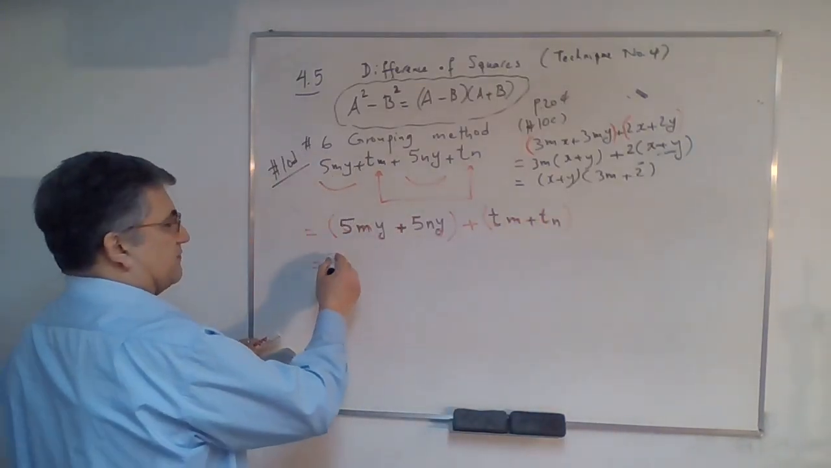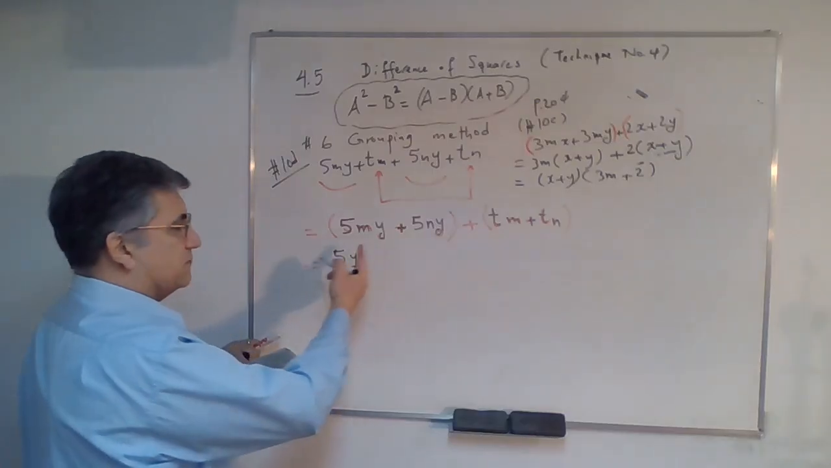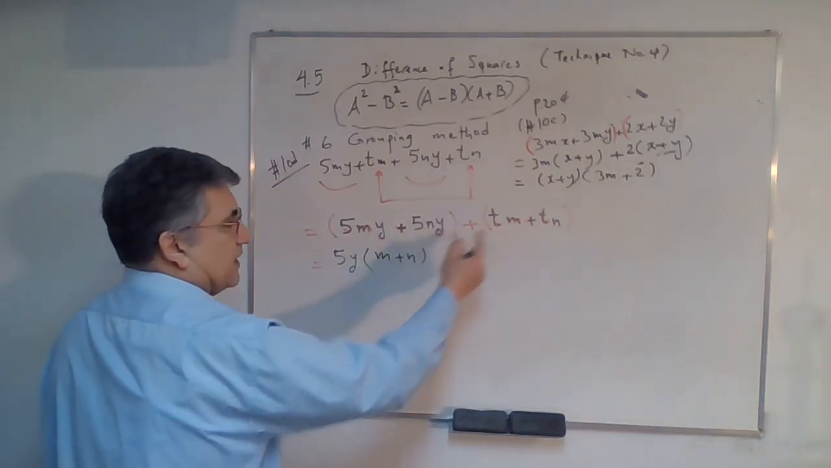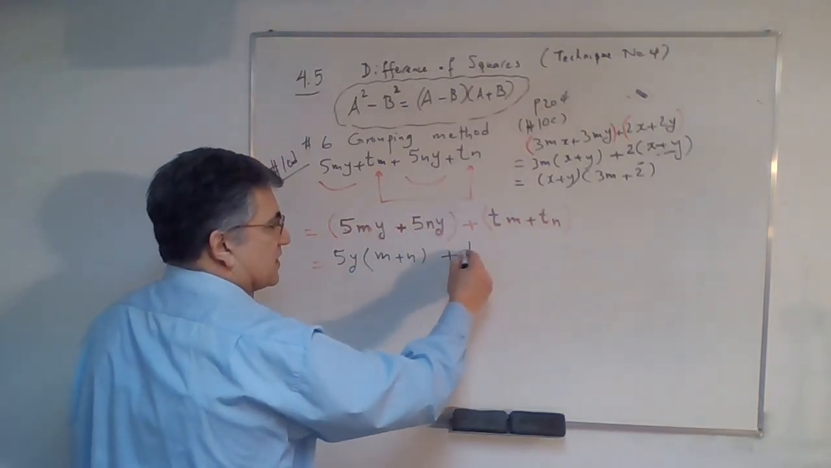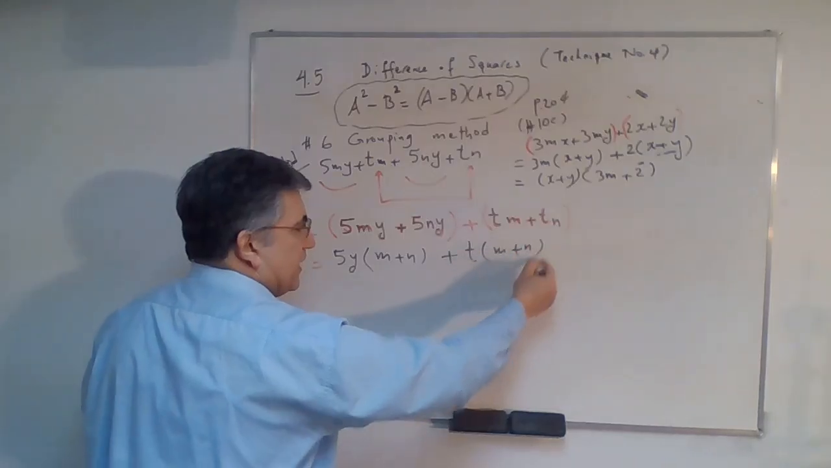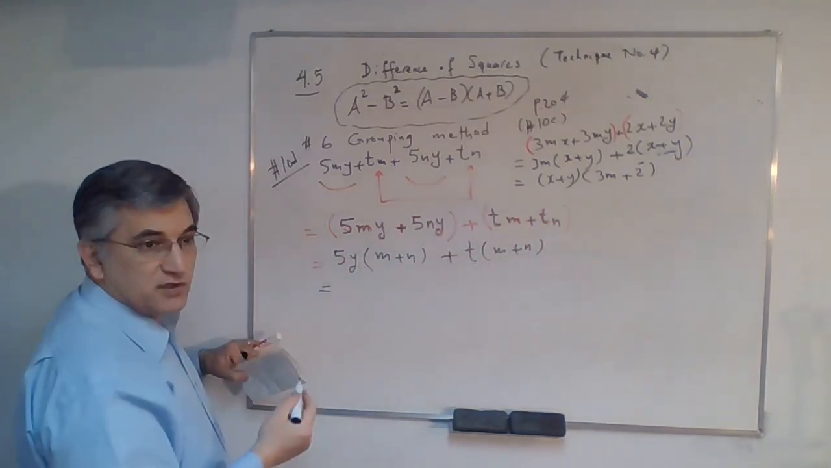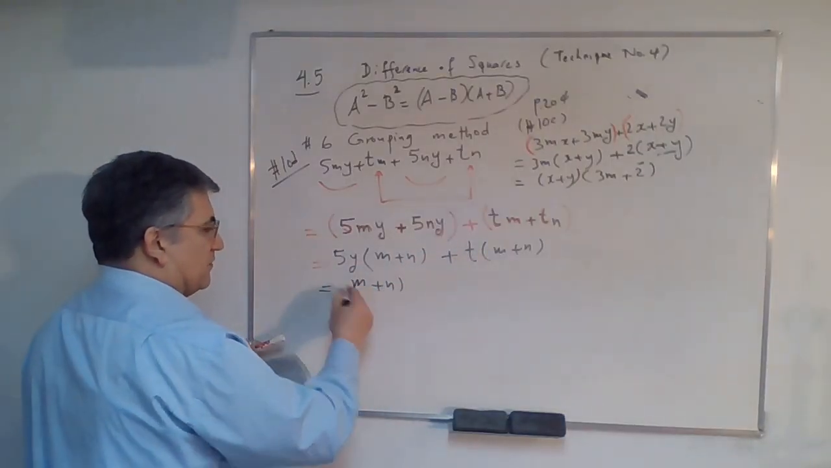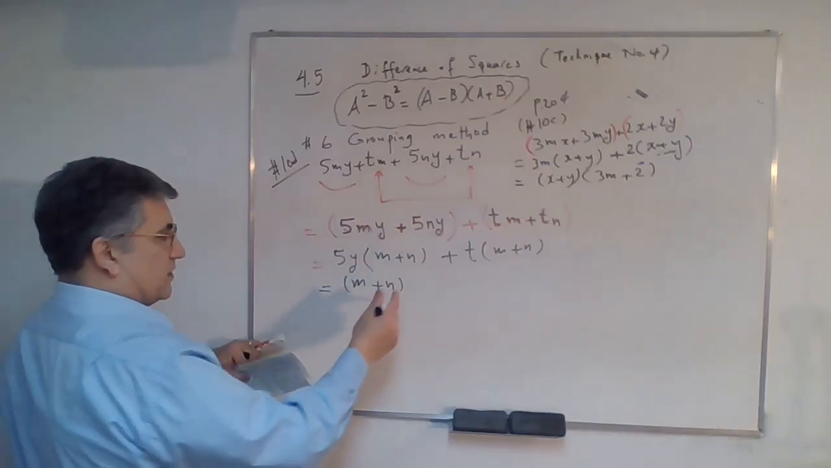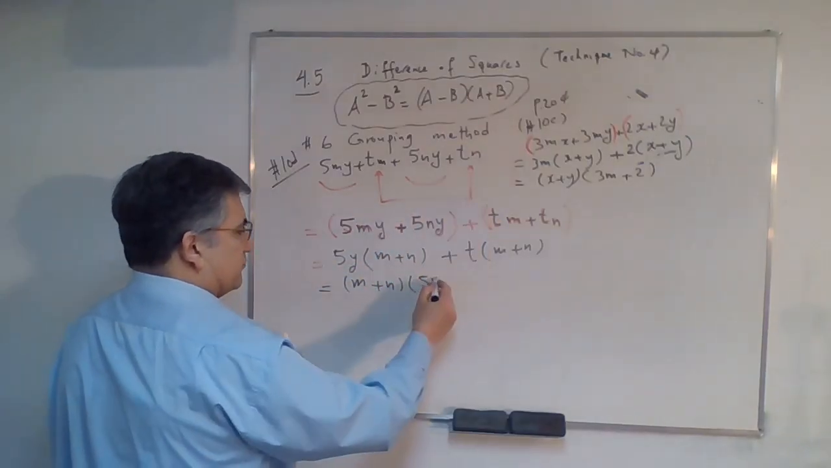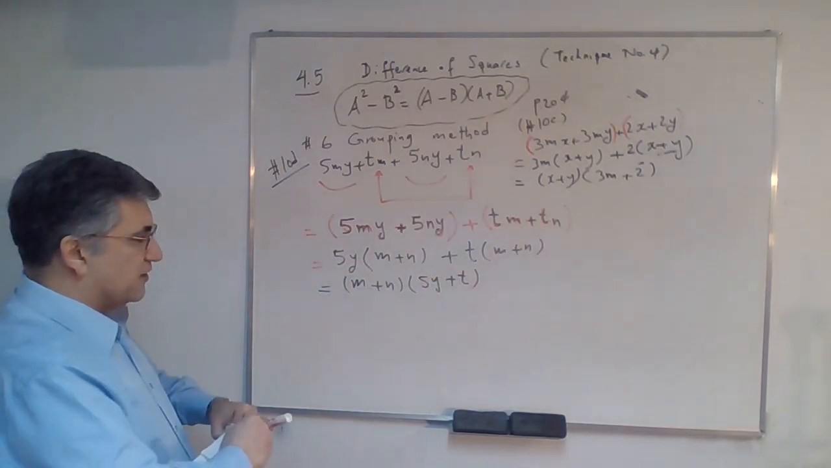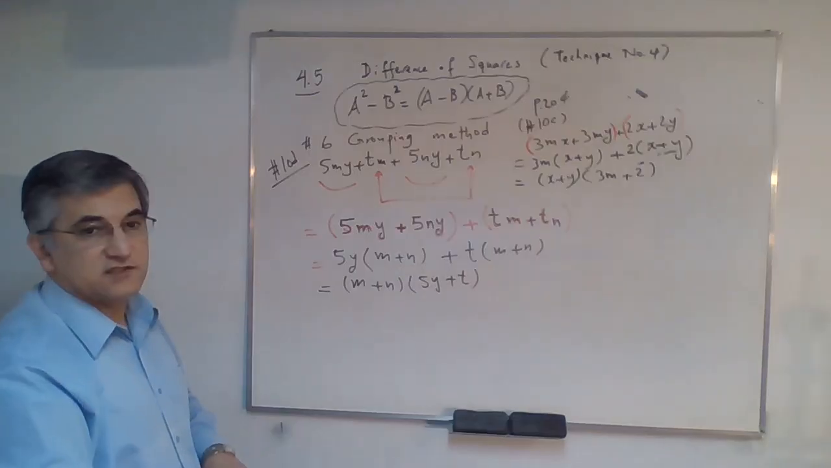So now I say 5y is the common factor between the first two terms. I factor it out. I get m plus n. And between the last two terms, t is the common factor. So you factor it out, and you end up with t times m plus n. And clearly, m plus n is the common factor for the last step, just like previous exercise. So the final answer would be m plus n times 5y plus t.